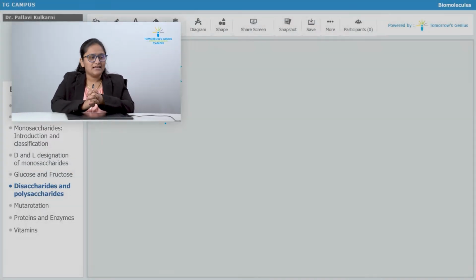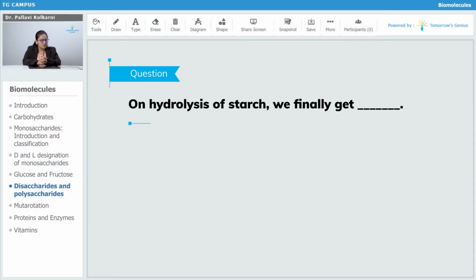Now on the basis of that, let us see one question. The question is, on hydrolysis of starch, we finally get which of the following carbohydrates? And the answer is glucose, because we have studied starch is the polymer of glucose units, right? We have seen alpha D glucose units are linked to form amylose and amylopectin.